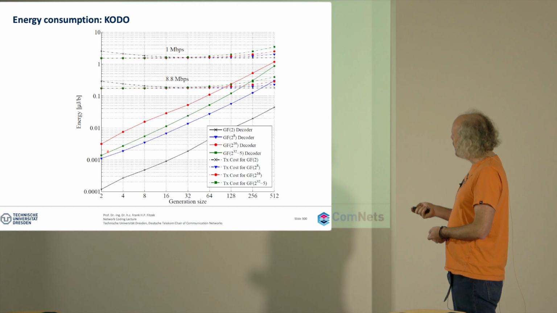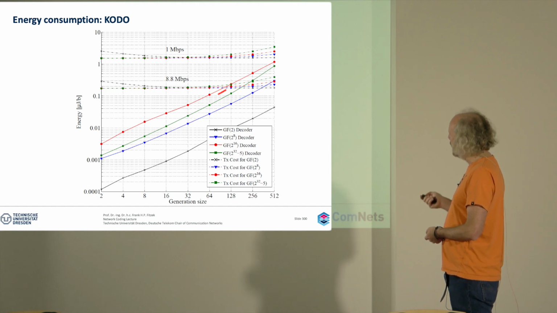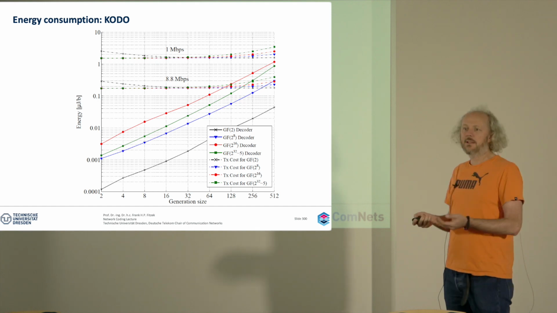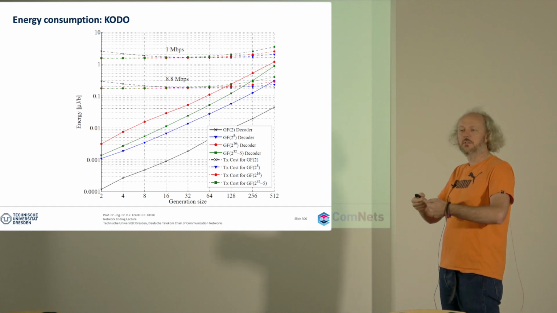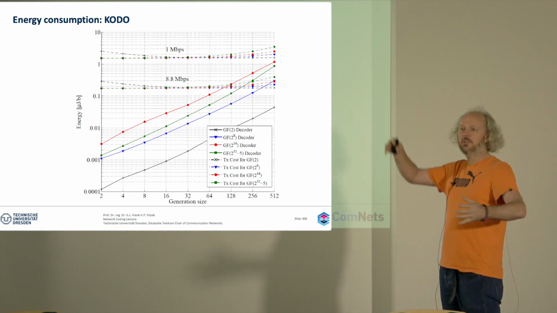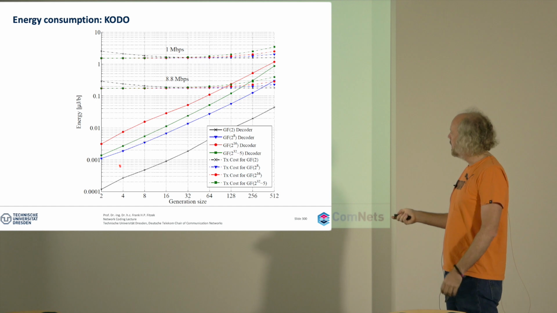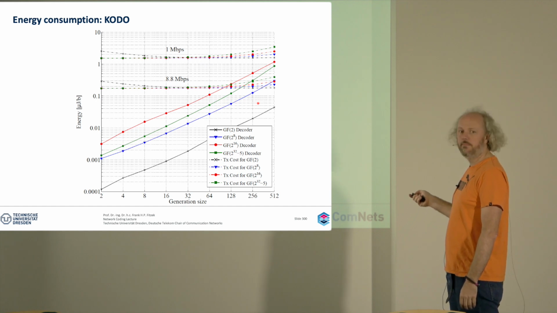Let's just talk about these coding lines. I think it makes a lot of sense that the energy consumption goes up, for example, for the binary, when the generation becomes bigger, because your matrices become bigger, you have more to compute, and then you will see, okay, it goes up.